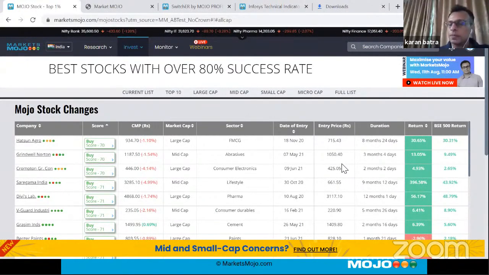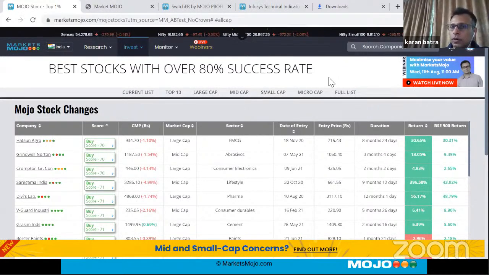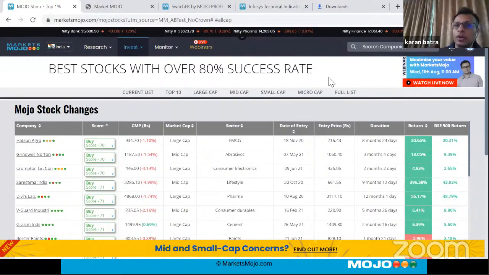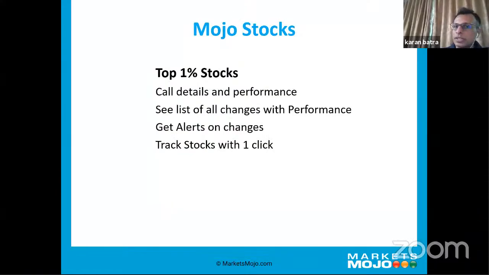So once the stock becomes part of the Mojo stock list, we alert you whenever there are changes. The instant alert comes in the form of app notification or the website notification here. We also send you a weekly wrap of all the changes that have happened during the week, which stocks came in, which stock went out. We have just started sending you a daily update as well. We are working on this to give you much more information whenever a stock enters or exits as well. So Mojo stock is a top 1% stock, and we alert you whenever there are changes in those stocks.